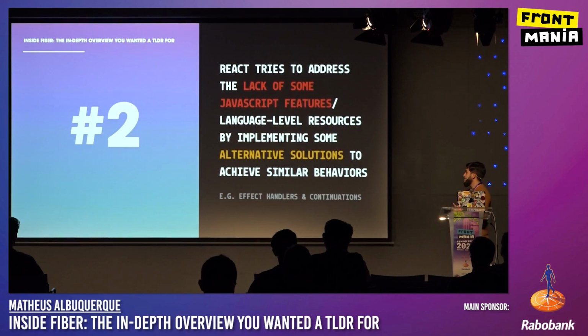The second thing I think we can notice a lot is that React tries to overcome or address the lack of some features that other languages or platforms have, and that JavaScript or the web don't have, with their own alternative solutions. So the thing of throwing promises, for example, the first time I saw that, I actually had the opposite of imposter syndrome. I was like, I could be doing that. So why is the React team throwing promises, etc.?